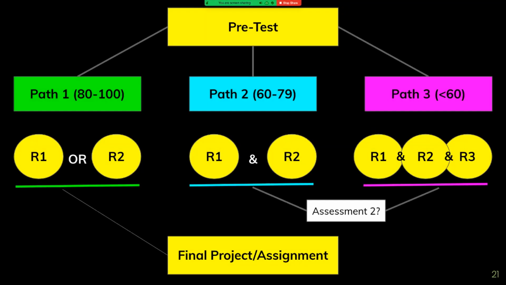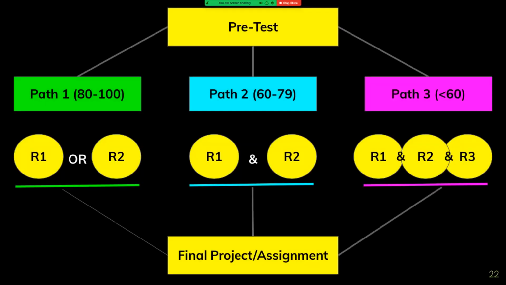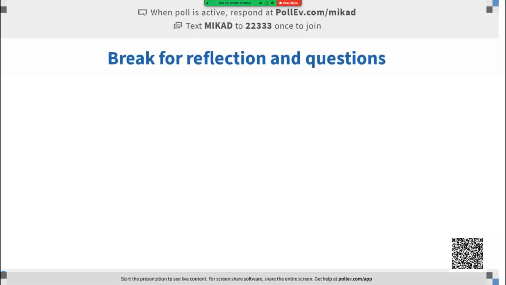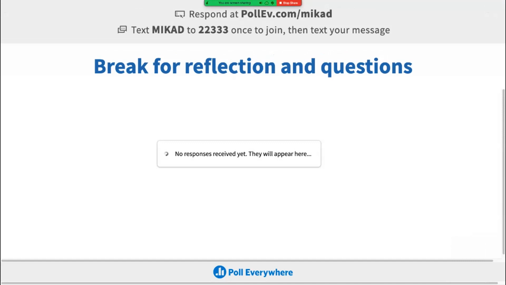Okay. So upon completion of the designated activities, you may send the high flyers to the final project, while those students who are in paths 2 and 3 may take another assessment, or you can just send everyone to the final project. So I'm going to take a break for questions at this point to clarify anything you need. You may drop them in the chat box, or you're happy to drop them here.